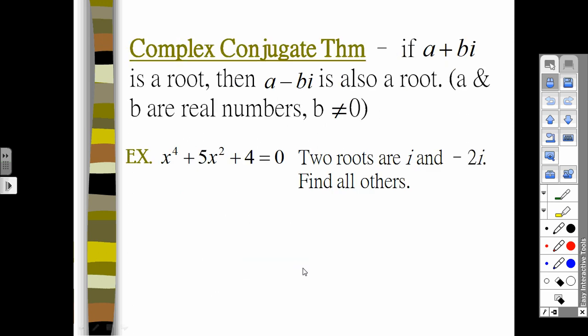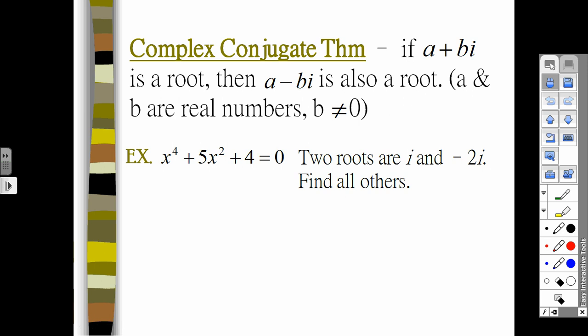All right, so we're going to revisit the complex conjugate theorem. Before, we said that the complex conjugates, when you multiply them together, is the sum of roots. Well, I'm sorry, sum of squares. The second part of the complex conjugate theorem says that if you know a complex number is a root, then you automatically know that its conjugate is also a root.